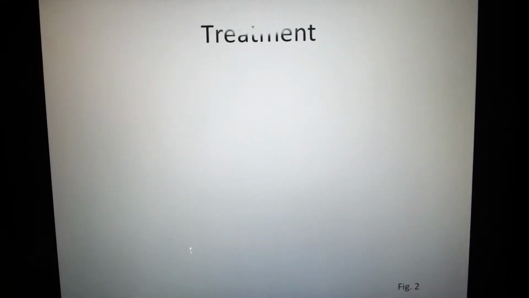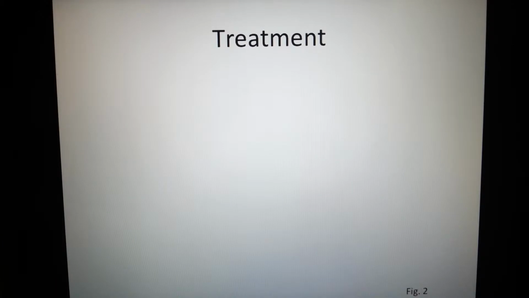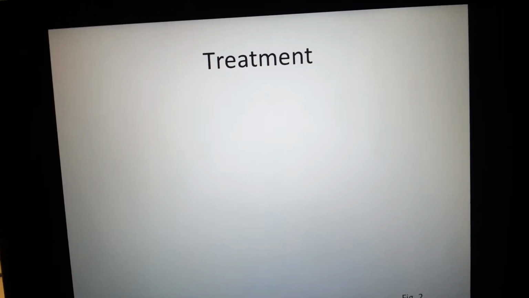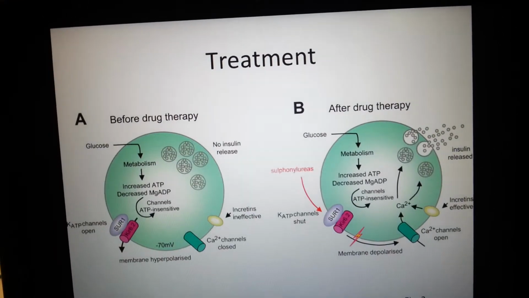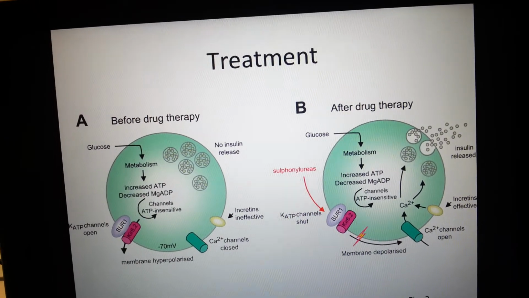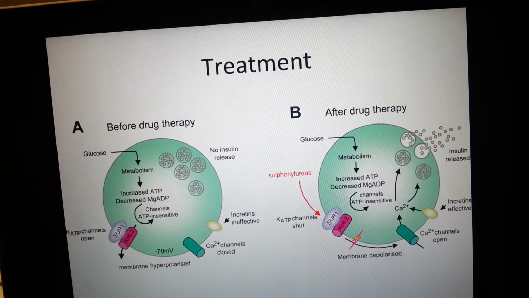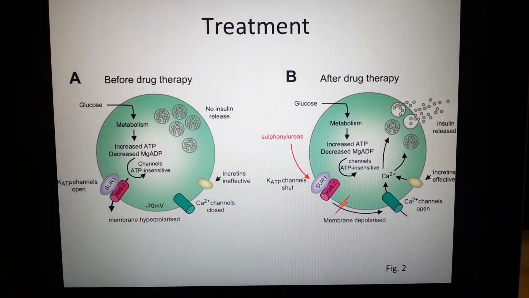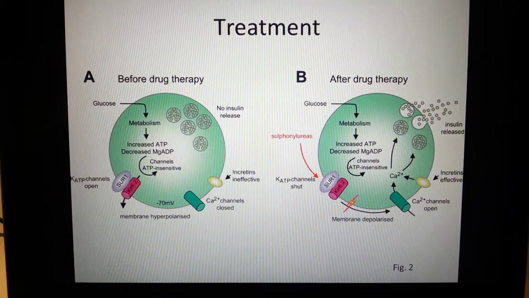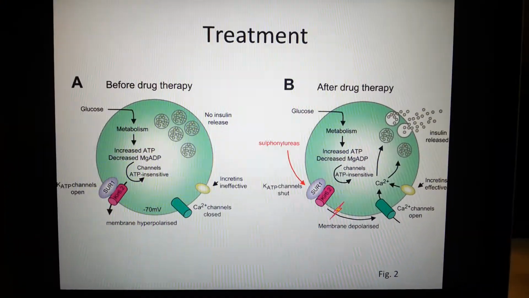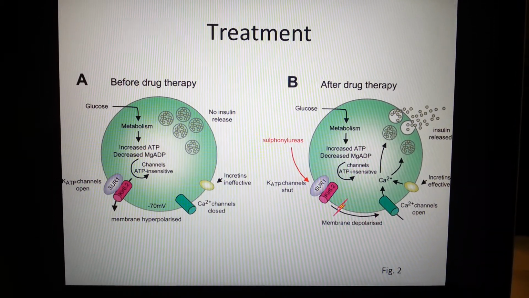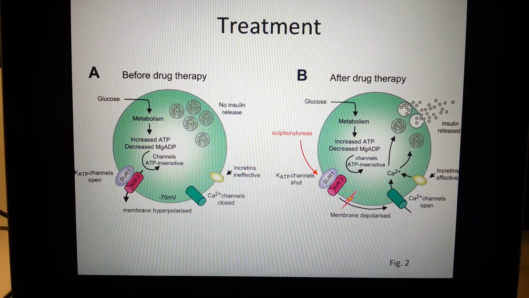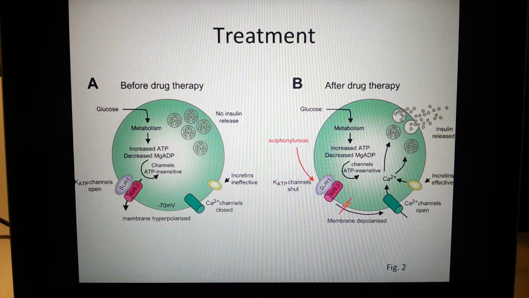Treatment for neonatal diabetes is sulfonylureas. Sulfonylureas bypass the metabolic steps and bind directly to the K-ATP channel, causing it to close. It triggers depolarization of the beta cell membrane potential, opens the Ca2+ channel, and insulin secretes in the patients with gain of function mutations in K-ATP channel.